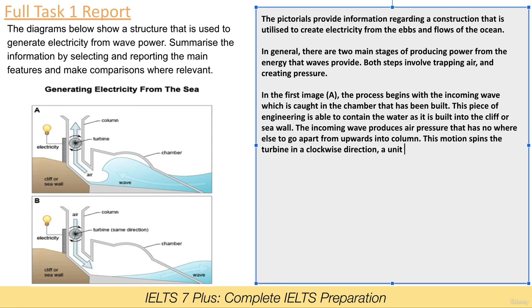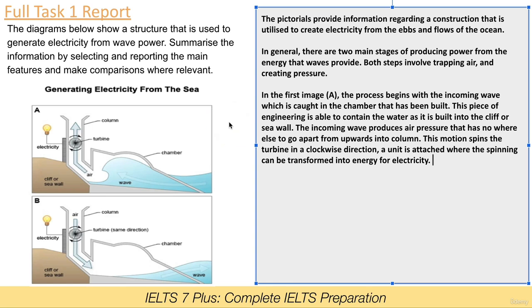A unit is attached. We can talk about how this then produces the electricity. So a unit is attached where the spinning can be, we could say, transformed into energy for electricity. Okay. Right, let's have a read back.